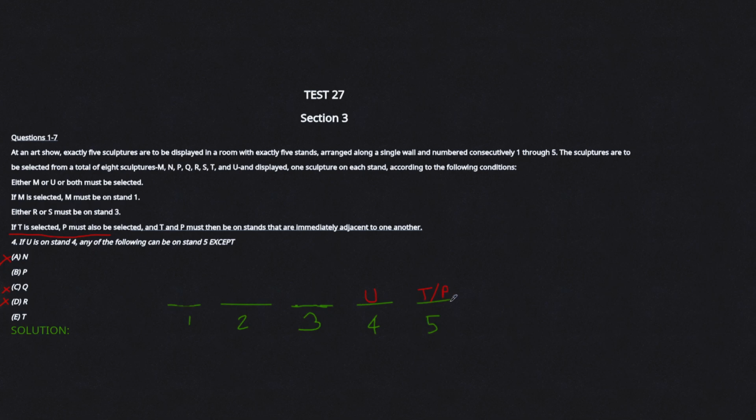But here's the trick. It says if T is selected, P must also be selected. Now, it's not the vice versa. It says when T is selected, you need P. But when P is selected, you necessarily don't need a T.